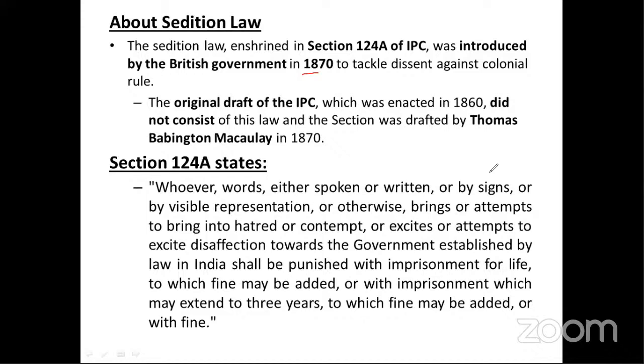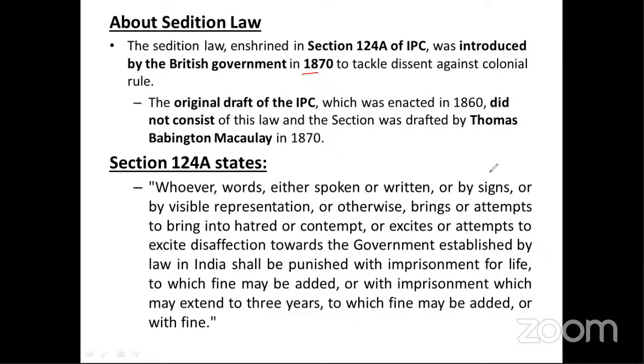Thomas Babington Macaulay, in 1870. The original draft of the IPC, which was enacted in 1860, did not contain this law, and the section was drafted by Thomas Babington Macaulay in 1870. Because of him, this sedition law was further added to the Indian Penal Code in 1870.